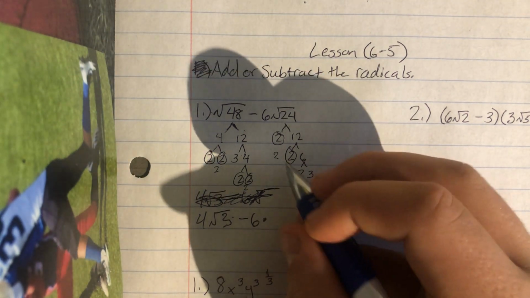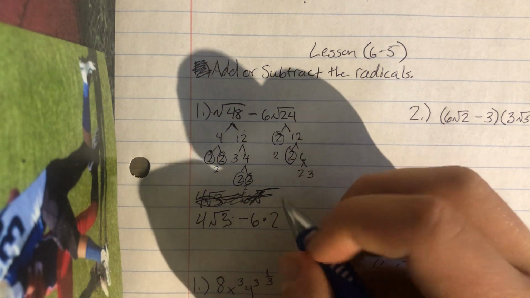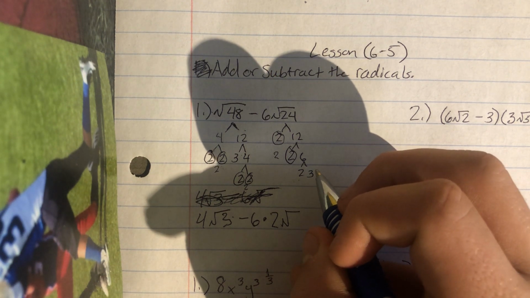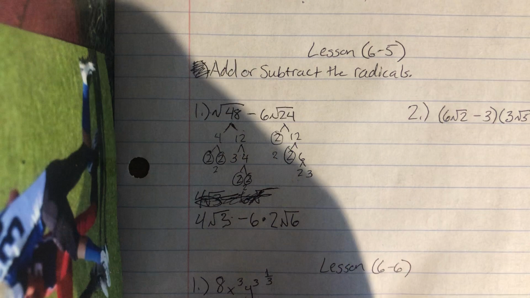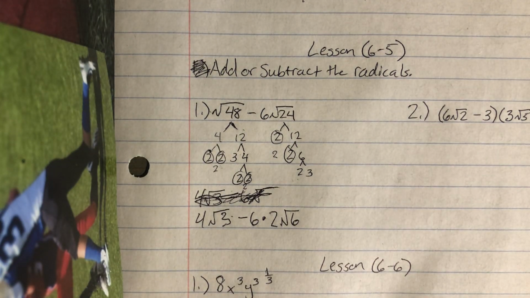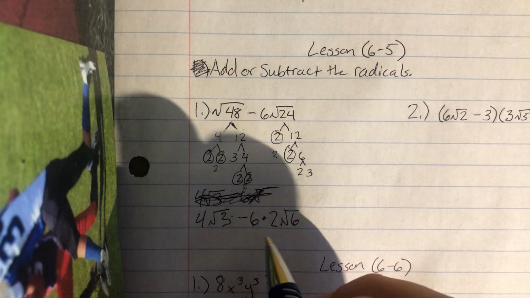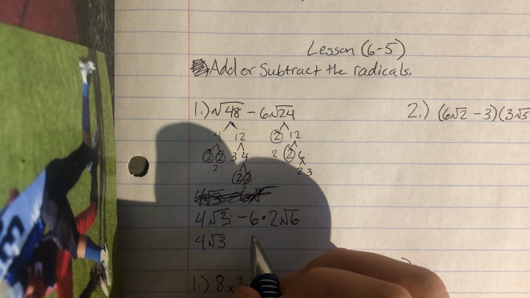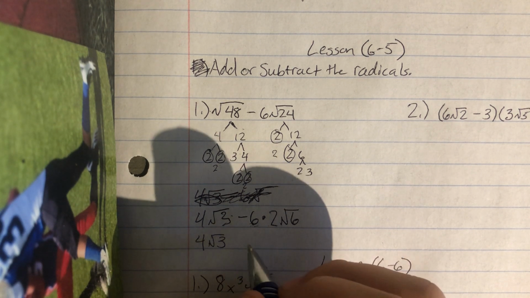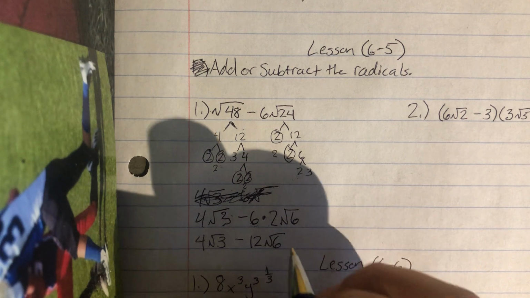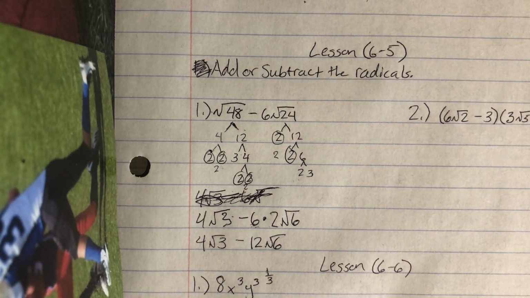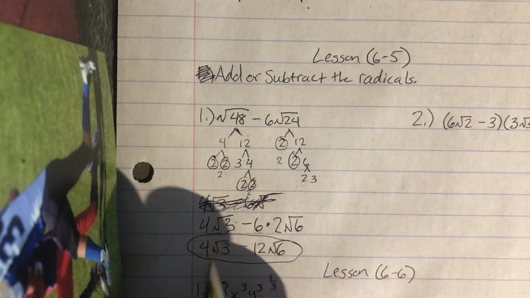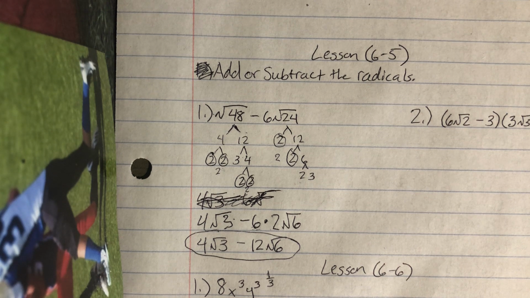Now, since we have the pair of 2's here, you have times 2 times the square root of 6. So now you do this: 4 root 3 minus, so negative 6 times 2 is minus 12 root 6. Now you can't simplify this anymore because the radicals aren't the same. So this would just be your final answer: 4 root 3 minus 12 root 6.